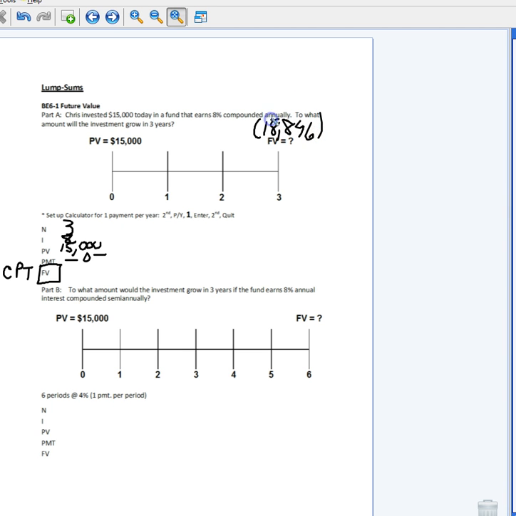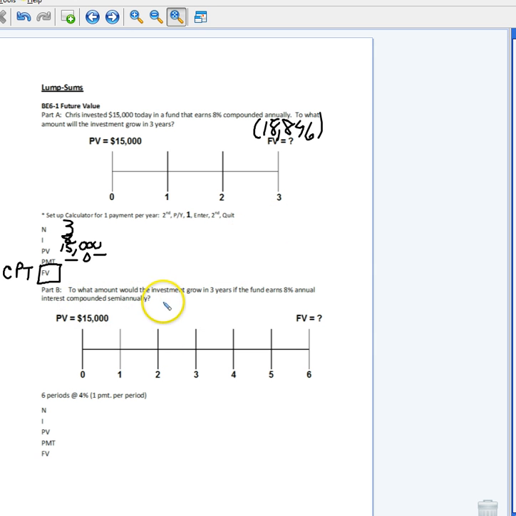because your calculator is reading it as if we put 15,000 in the bank today, or an investment, and then we'll take it out in the future. So it's cash in, cash out. So that's how it's reading it. Okay, so we got the same answer as we did manually.